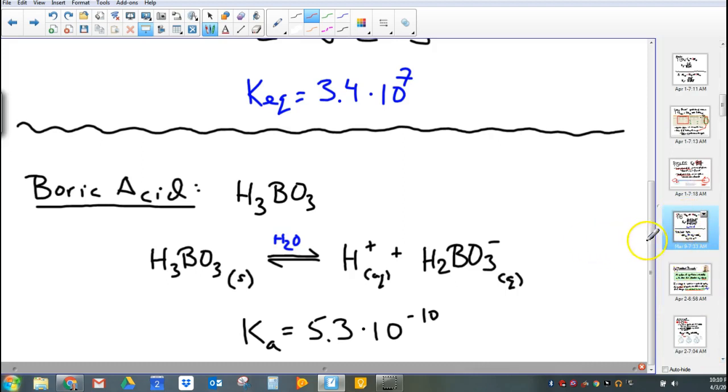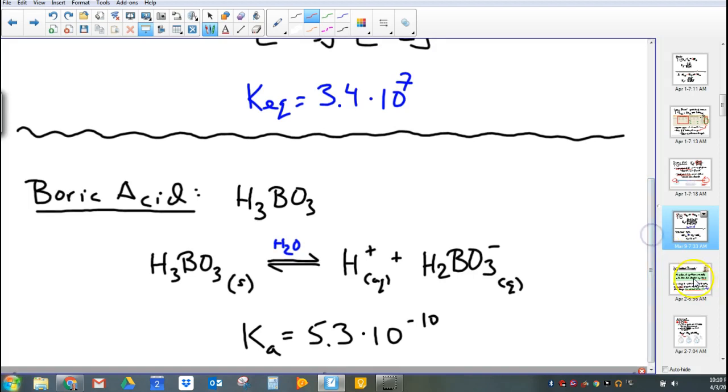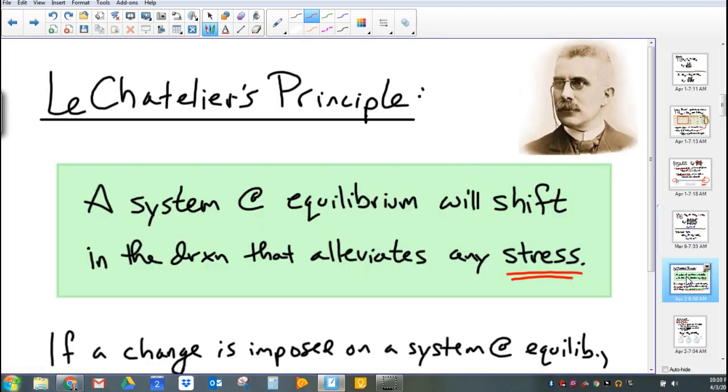And actually that brings to a close our discussion of equilibrium and kinetics. Next time we will discuss an important concept in equilibrium, which is called Le Chatelier's principle, which will allow us to make predictions about the behavior of systems in equilibrium. Thanks very much.